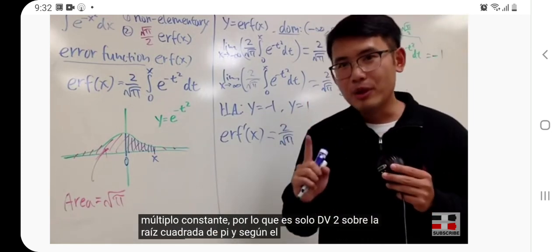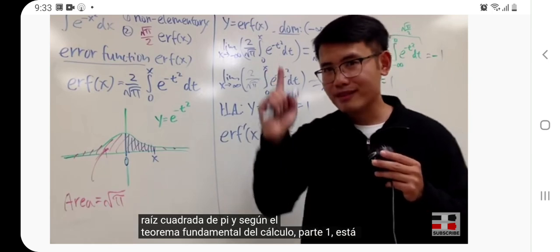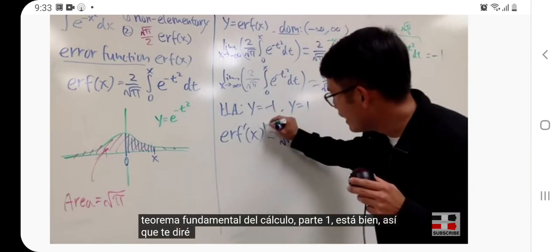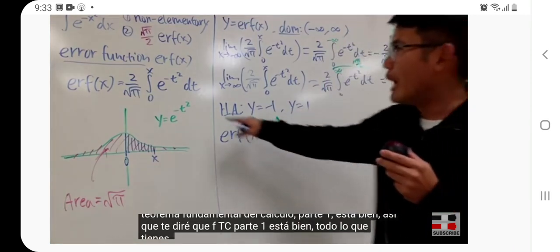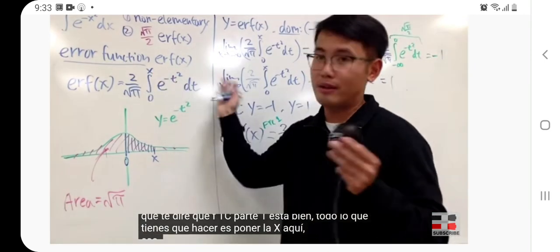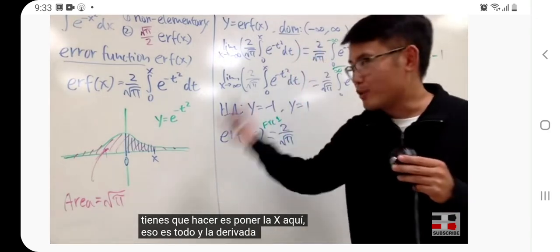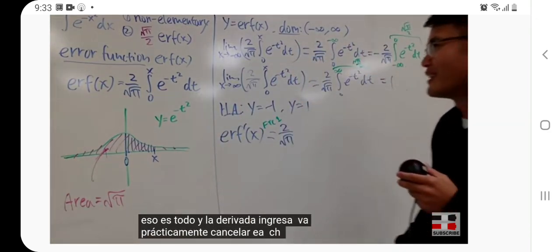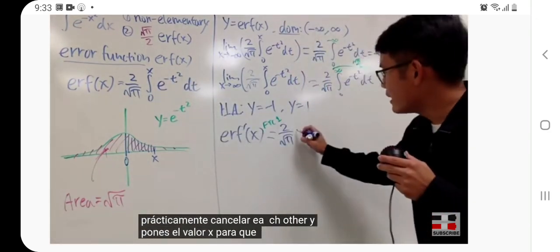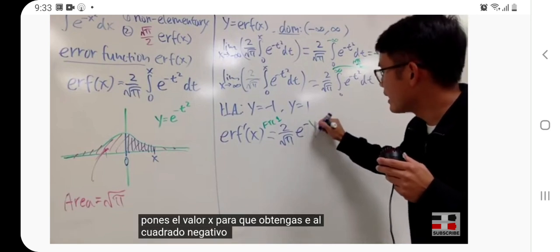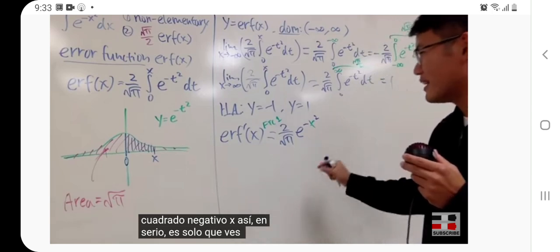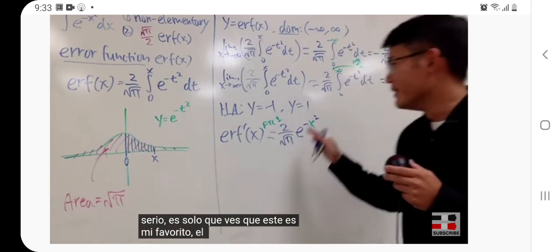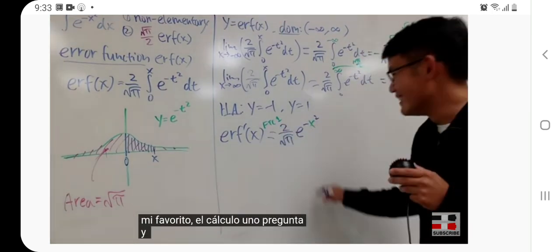And by the Fundamental Theorem of Calculus, Part 1, I will tell you, FTC Part 1, all you have to do is put the x right here. That's it. The derivative and integral pretty much cancel each other, and you put the x right here. So you get e to the negative x squared, like this. That's it. Seriously, it's just that easy. This is my favorite Calculus 1 question.